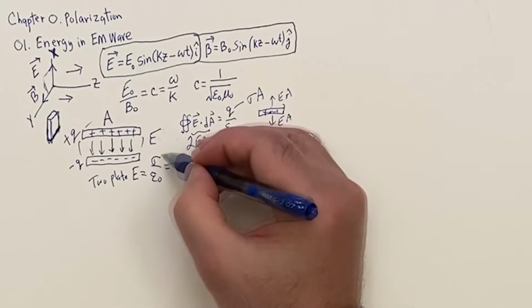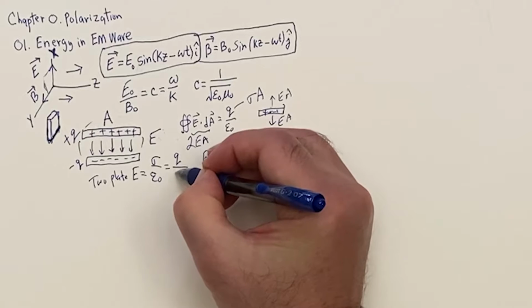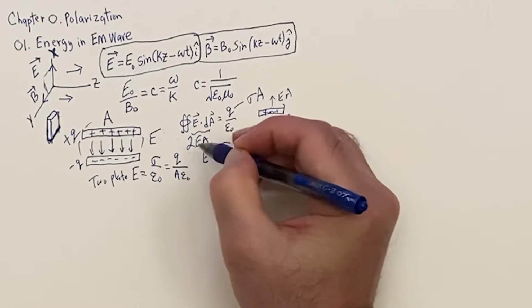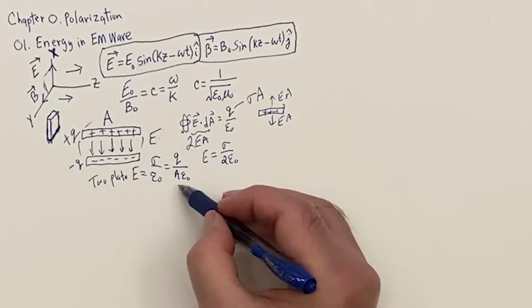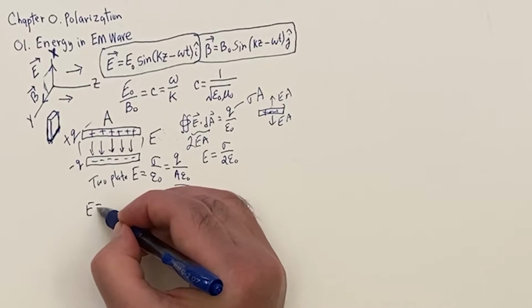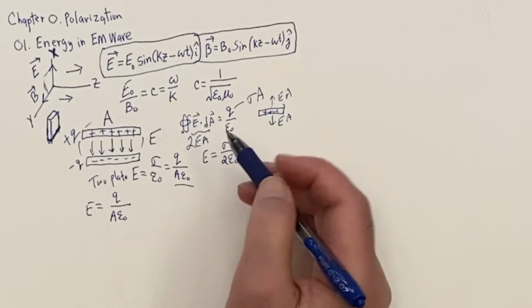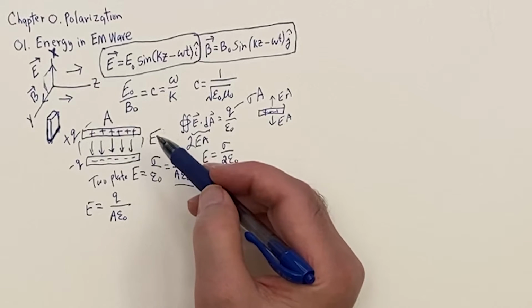So for the two plates, the E is going to be this doubled. We can put back, if you want, the Q divided by the area. We can use either of these, but I think we're going to stick with this one for now. So the electric field is Q over the area times epsilon naught. It's an electric field in there.